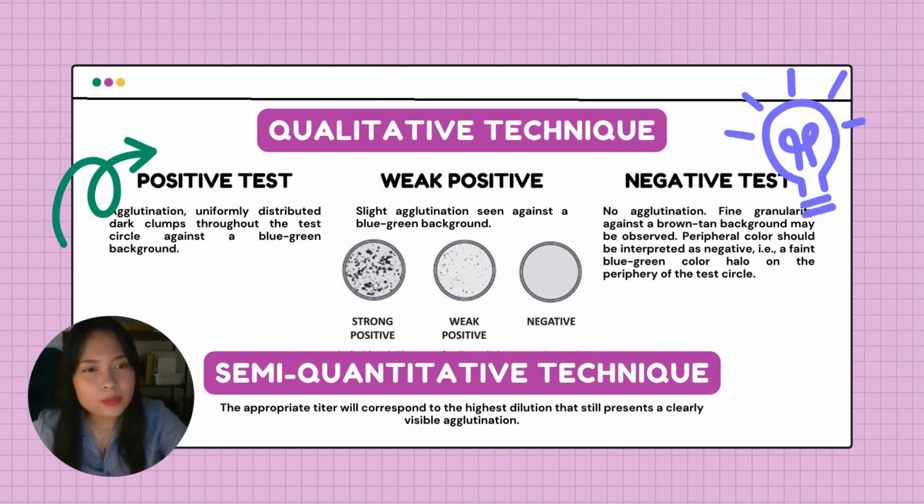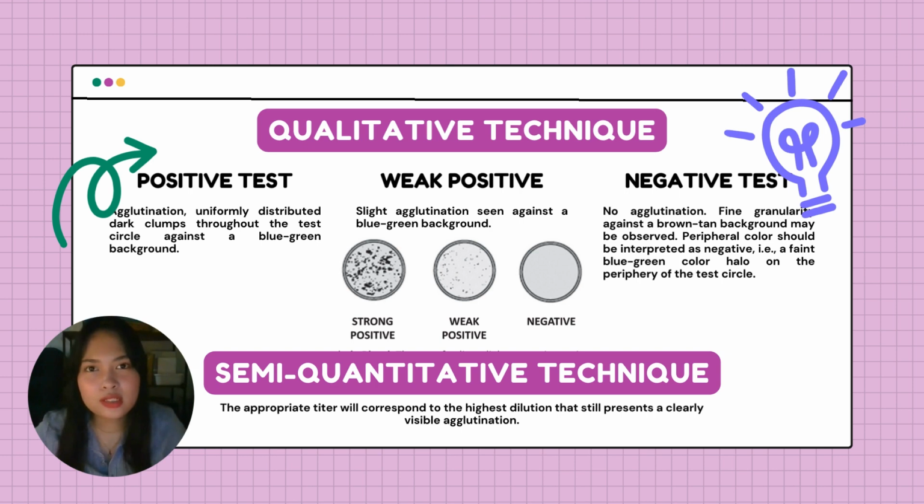And then peripheral color should be interpreted as negative, that is a faint blue-green color halo on the periphery of the test circle. Now, for the semi-quantitative technique interpretation of results, the appropriate titer will correspond to the highest dilution that still presents a clearly visible agglutination.